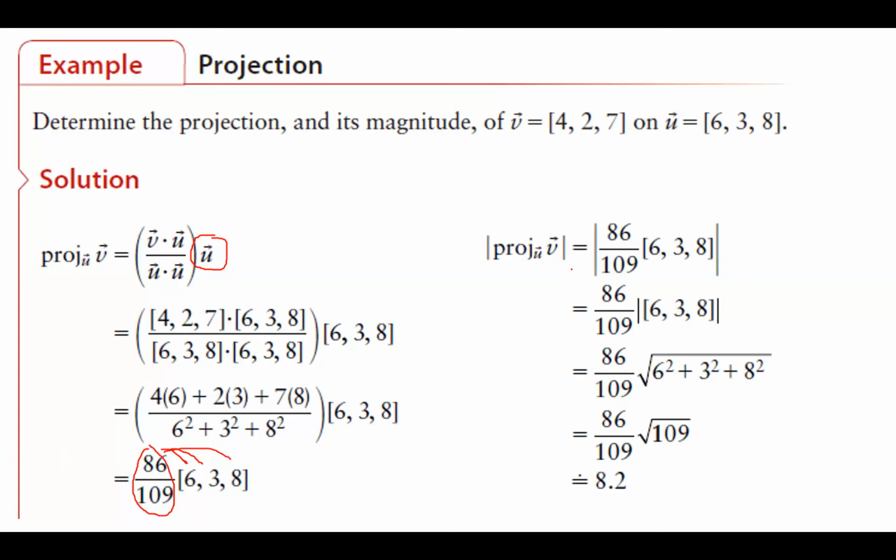Since the magnitude of this projection is the magnitude of the vector you obtained here. Again, put all the values in. That gives us 86 over 109 times the magnitude of this vector, 6, 3, 8. And that gives us 86 over 109 times the square root of 6 squared plus 3 squared plus 8 squared. And that's approximately 8.2. Okay, have a look at this question here. Do you have any questions?